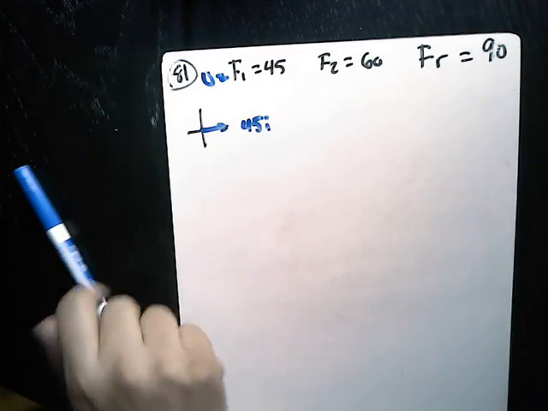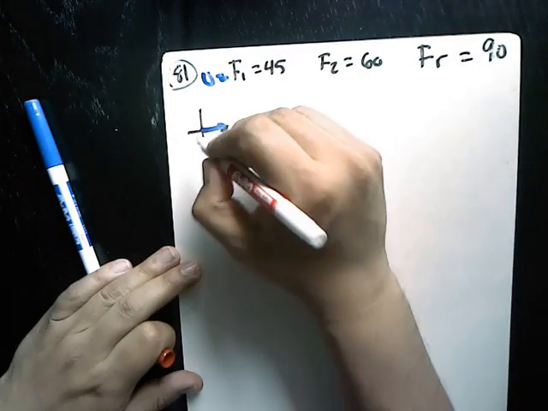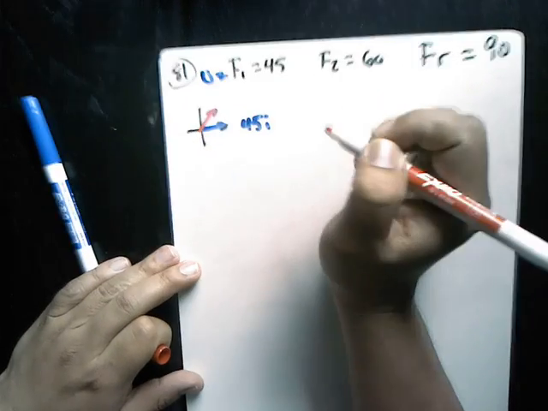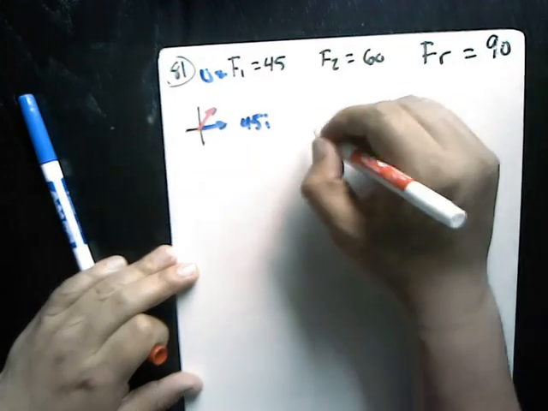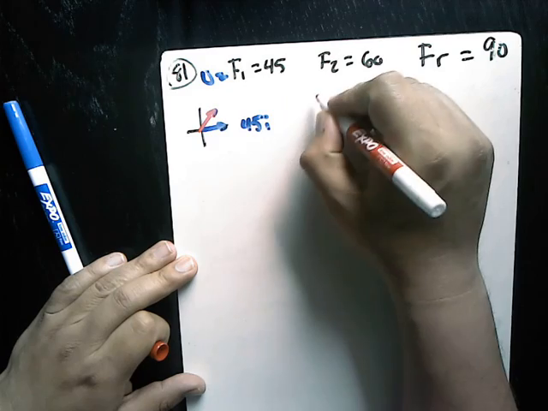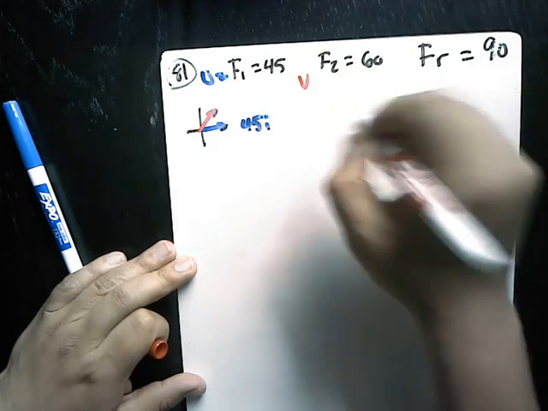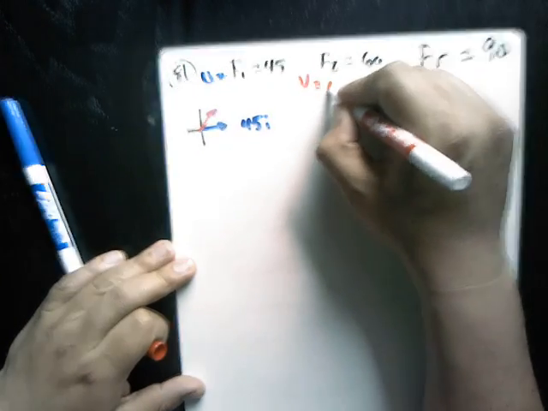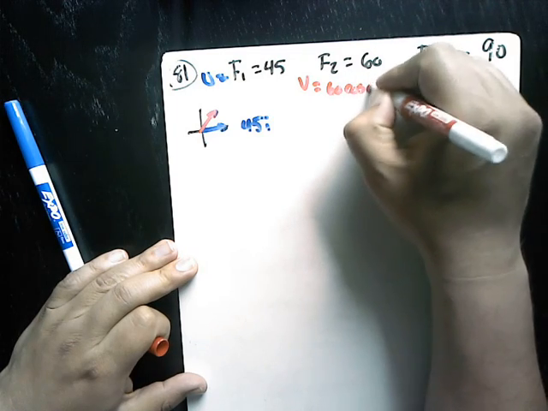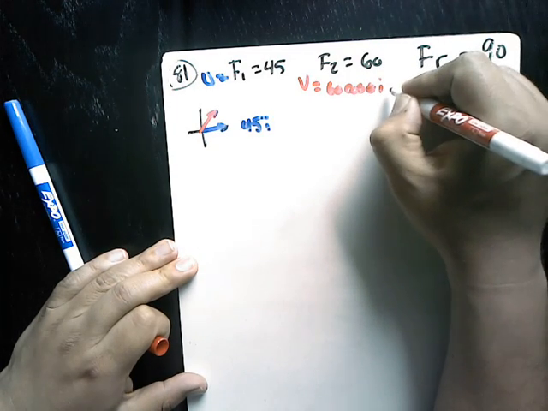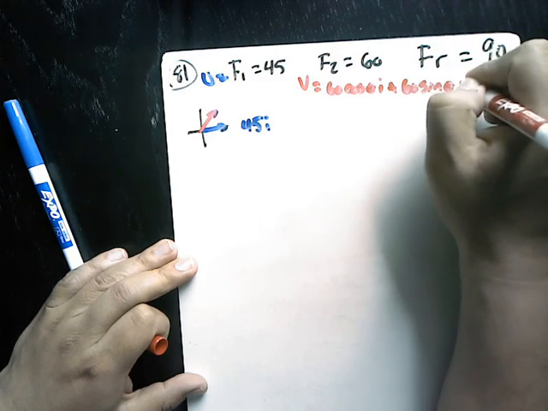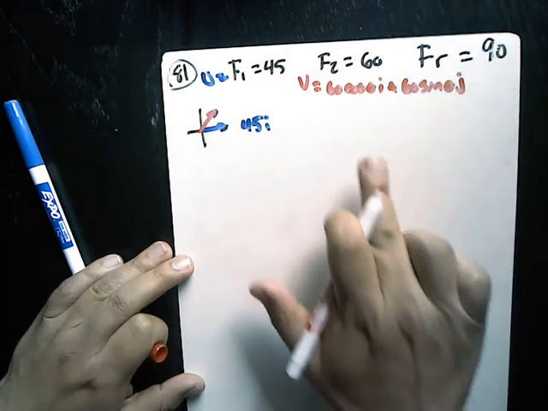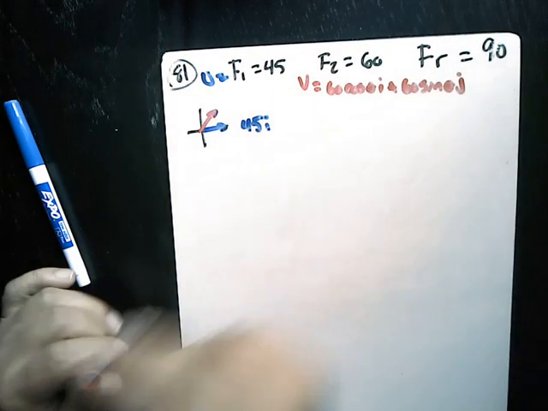Force 2, 60. So that means that it's going 60 in this direction, but we don't necessarily know what the components are for x and y. So the general form, we could write that for this one, we'll call this V. It's going to be 60 cosine theta i plus 60 sine theta j. So that'll cover my basis for vector 2.